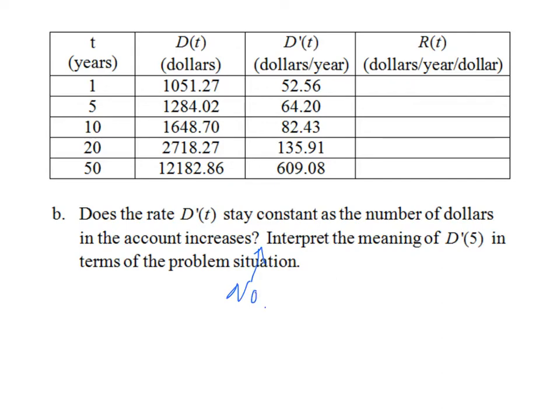Now it also asks us to interpret the meaning of d prime of 5 in terms of the problem situation. All right, now we have that d prime of 5 is equal to 64.2. But now we know this is a rate here. We see the units dollars per year, so let's write this as 64.20 as a fraction over 1, and let's put the dollars up top. And we know the years go in the bottom. We were doing this way back in chapter 2. We were interpreting rates. So this is just a little bit of practice doing that.